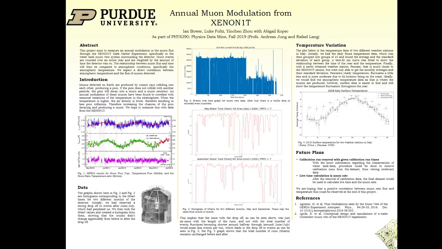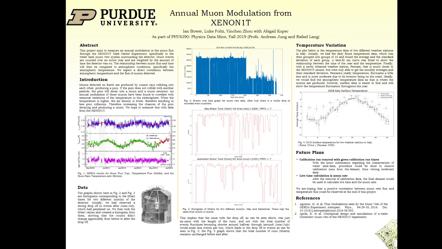We also have a newly obtained weather station, Pescara, that is much closer to the XENON1T experiment, but we were only able to get the monthly average and its standard deviation. Pescara data are shown in the graph by red data points in Figure 4. Pescara's yearly temperature fluctuates a little less, and it is more moderate due to its location on the coast. For future planning, there are two objectives we would like to achieve: calibration run removal and detector lifetime calculations.